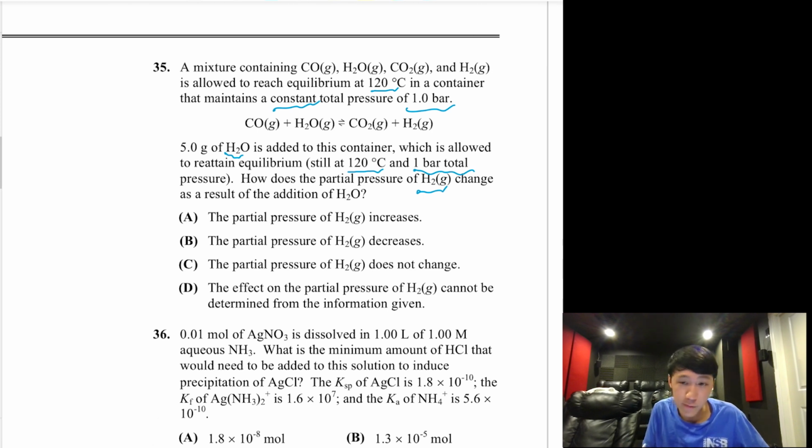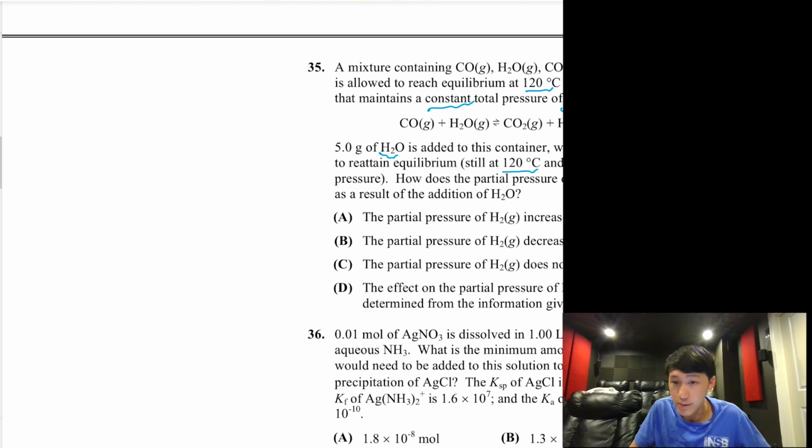Because we're not given any information about the equilibrium constant, we need to consider the two cases where K is very small or K is very large. And then we know the real equilibrium will lie somewhere in between that.